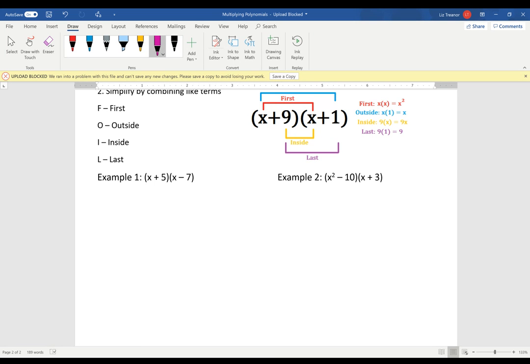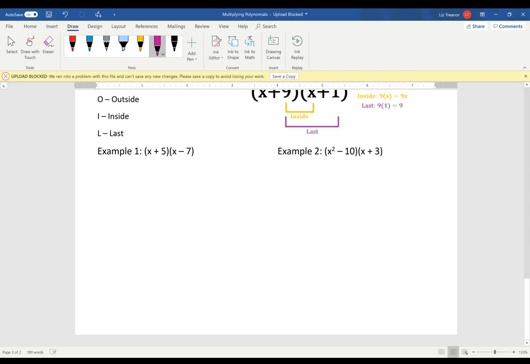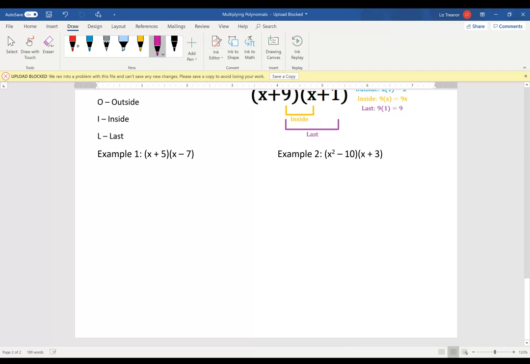And then we're going to do the last terms of each, so the second term in each binomial. In this case, it's going to be 9 and 1. And once you're done finding the first, outside, inside, last, then you add them up, and that is your answer. So let's look at these two examples here.